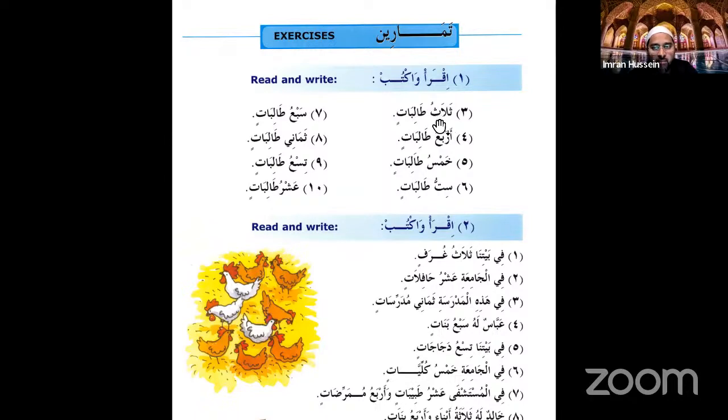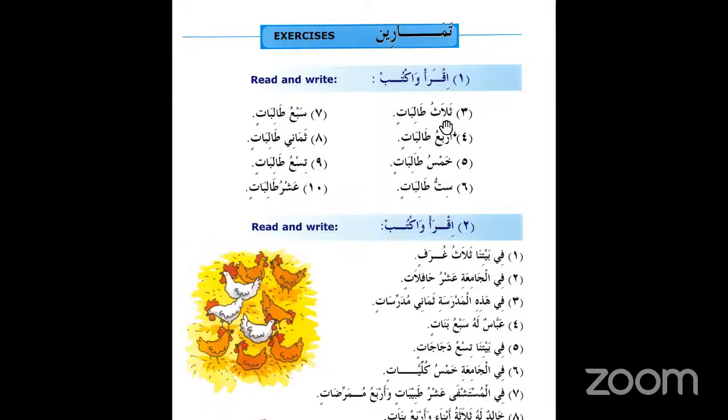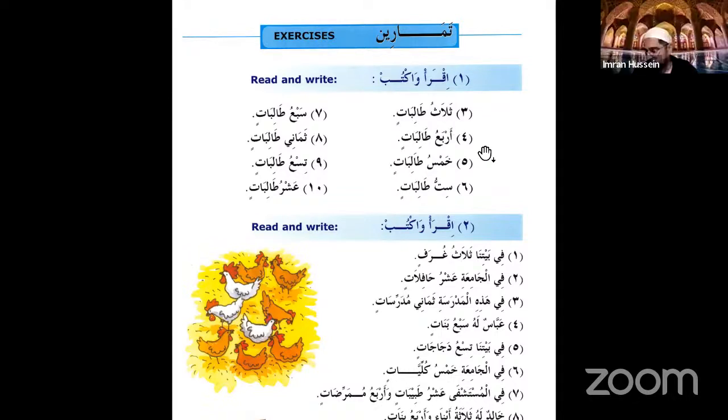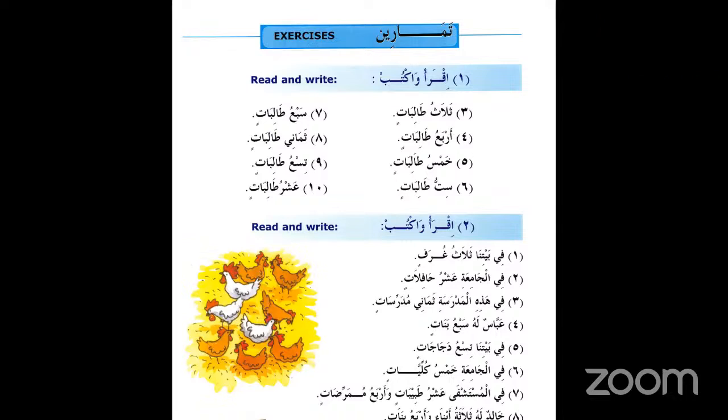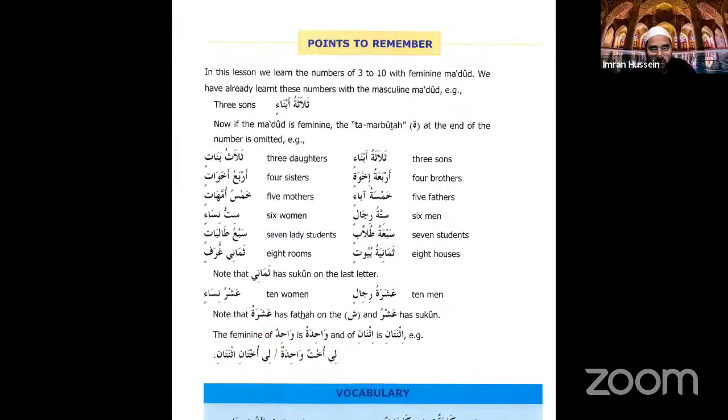And also the number itself comes with one dhamma, and the second noun comes with a kasra tanween because it's mudaf ilayh. Bismillah, continue. Bismillah ir-Rahman ir-Rahim. 4 talibat, 5 talibat, 6 talibat, 7 talibat, 8 talibat, 9 talibat, 10 talibat. Excellent. Is that clear? Alhamdulillah.